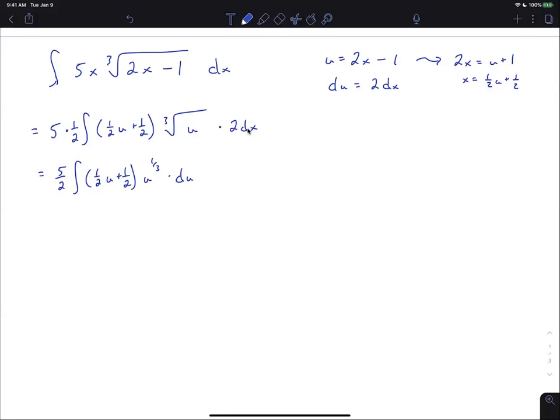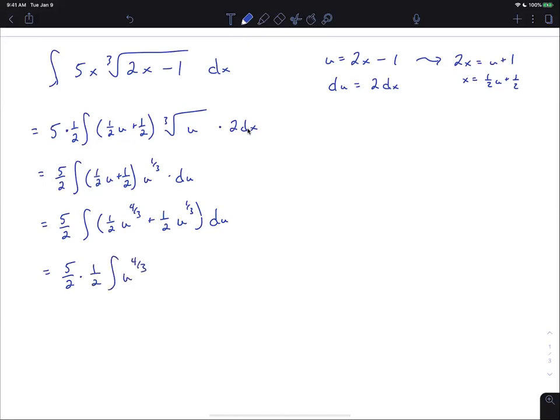Okay. And so now I'm going to distribute the u to the 1/3. And now I'm going to split that into two integrals. So I'm going to get 5/2 times 1/2 integral u to the 4/3 du plus 5/2 times 1/2 integral u to the 1/3 du. Questions?